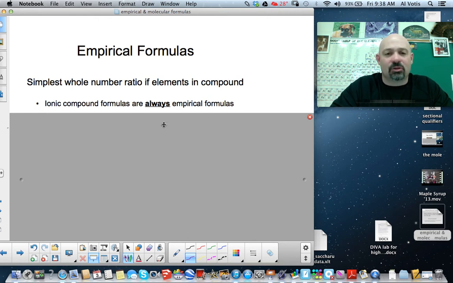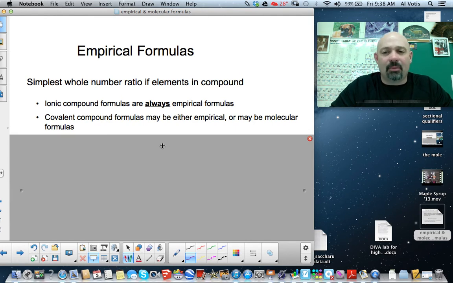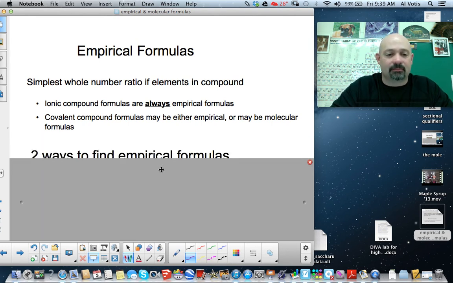They're always at simplest whole number ratio because they exist in crystal lattices, and in that crystal lattice there can be millions and billions of each atom in it. And we don't write the formulas with all those values, we write what that simplest whole number ratio is. Covalent compounds, though, can be empirical formulas, but they don't have to be. They may be molecular formulas too, which we're going to talk about after we talk about empirical formulas.